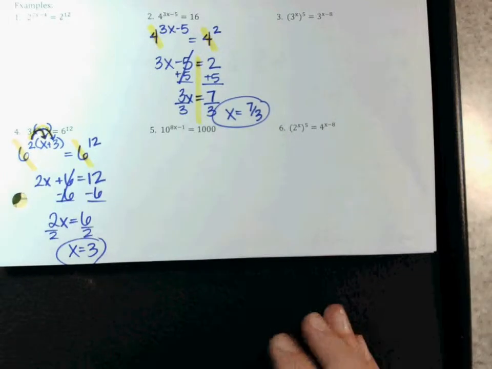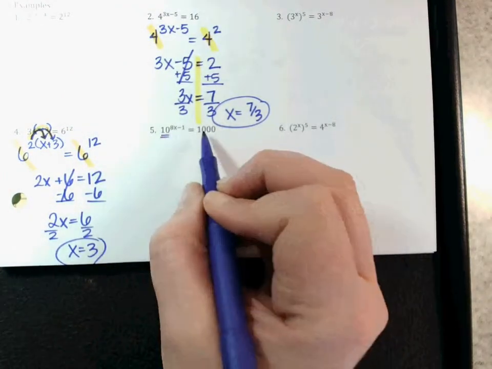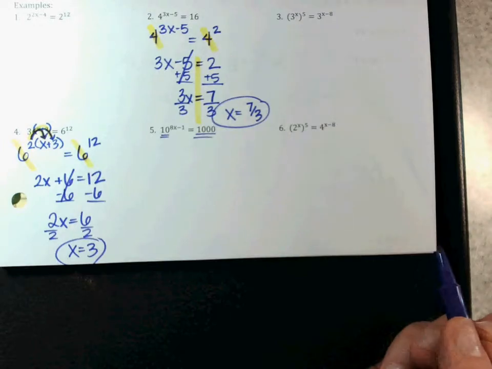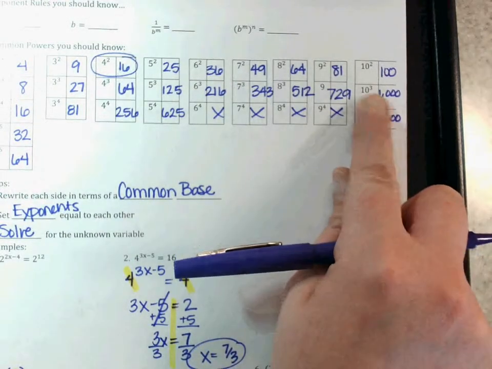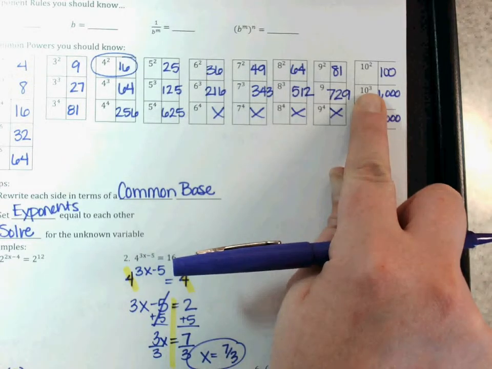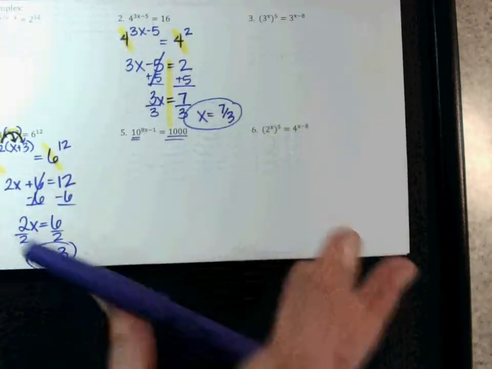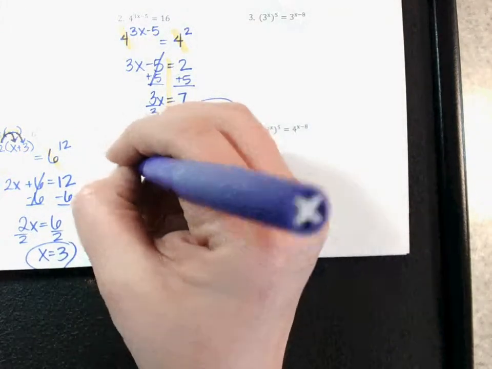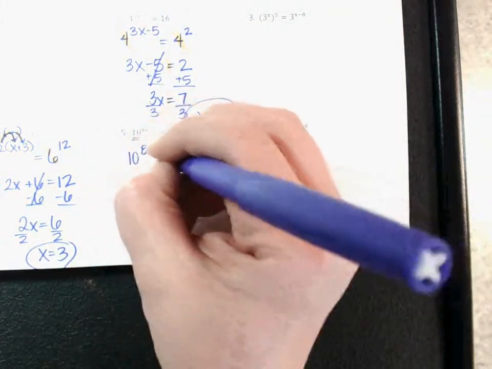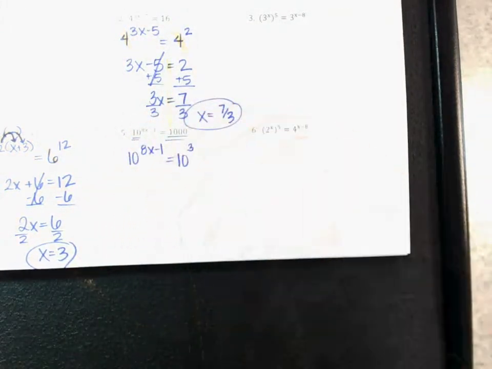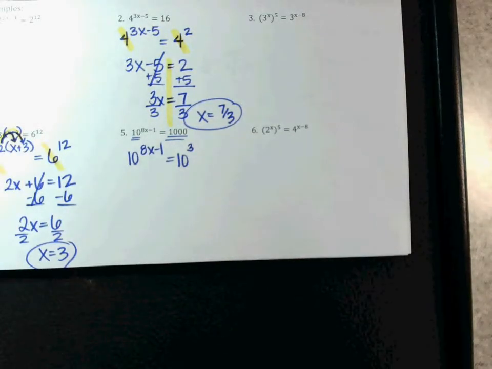Let's do the last one, number 5. Look in your 10 chart. What is 1,000 as a 10 base? 10 squared. Look at your chart: thousands here, it's 10 to the third. That's what the chart is for, to check those. So I have 10 to the 8x minus 1 equals 10 to the 3. And then once the 10s match, you slash them out.